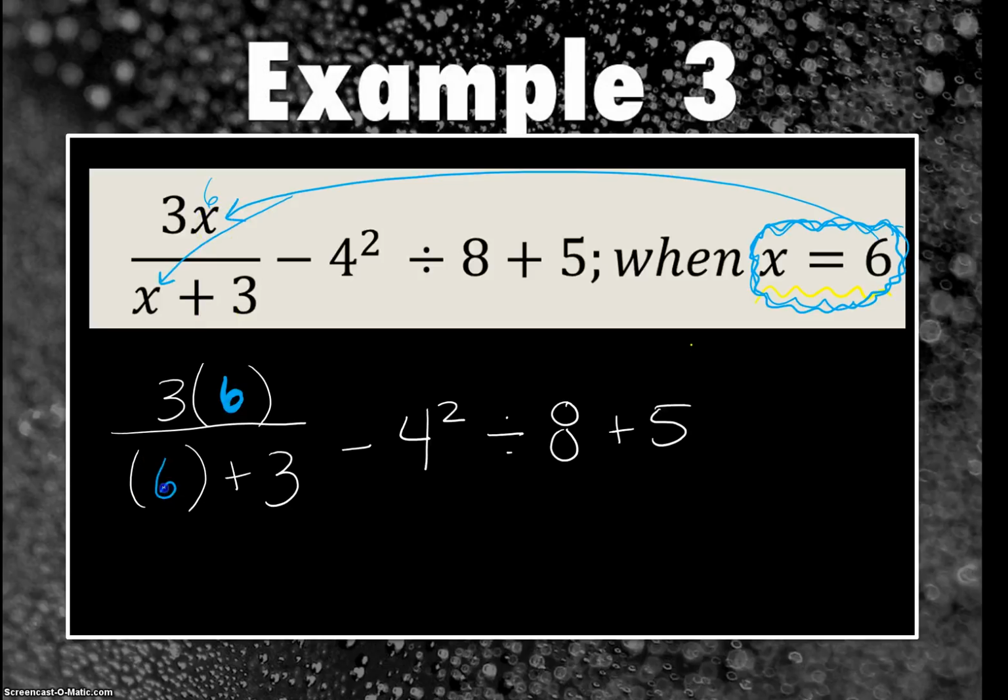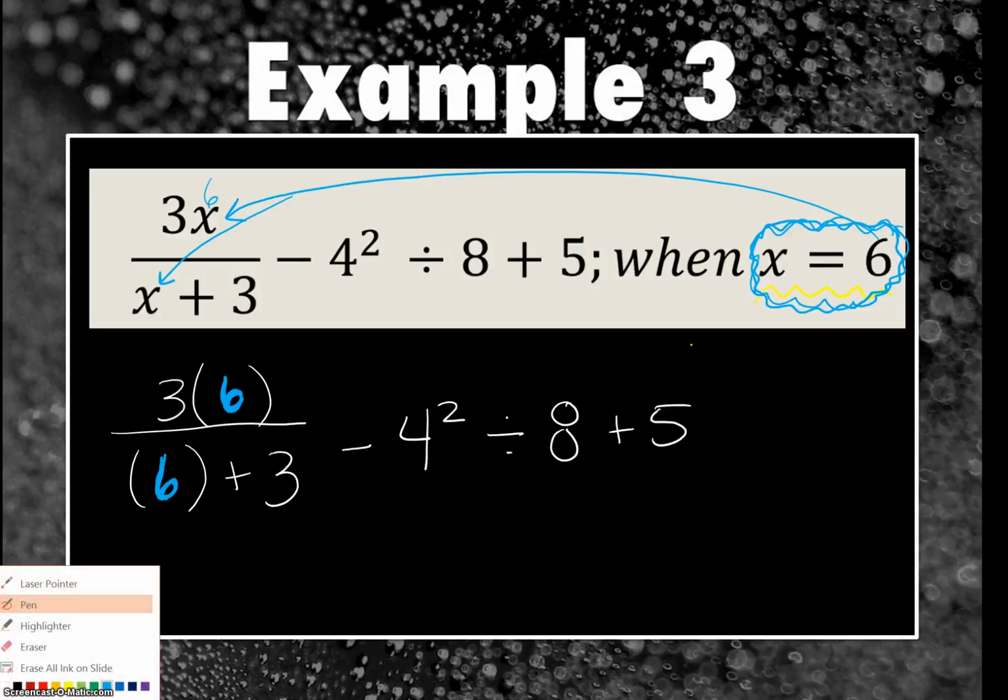And I'm going to also put the 6 for the x in the denominator, the bottom number of a fraction. You don't technically need parentheses here, but I like getting into good habits, and so I always put parentheses around whatever I substitute. So now I have 3 times 6 divided by 6 plus 3 minus 4 squared divided by 8 plus 5. It looks like a super long problem, but you can do this.